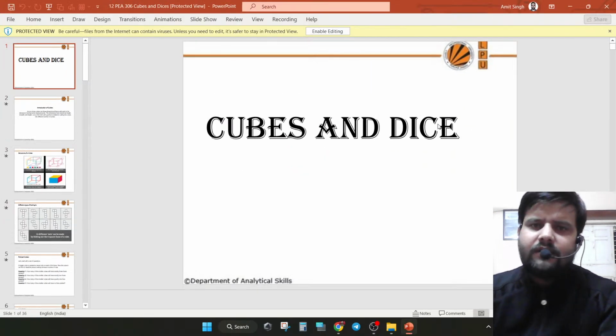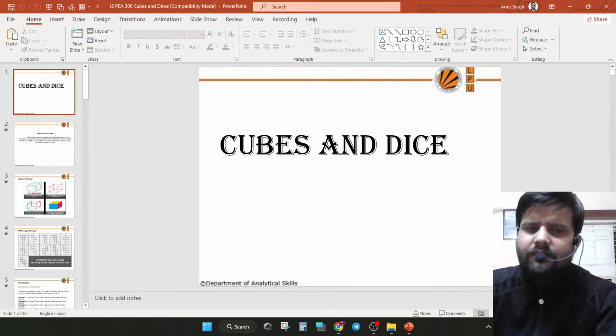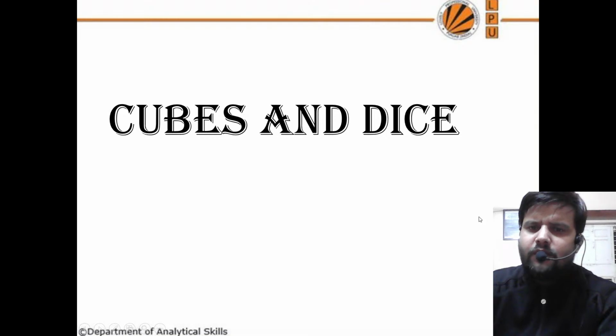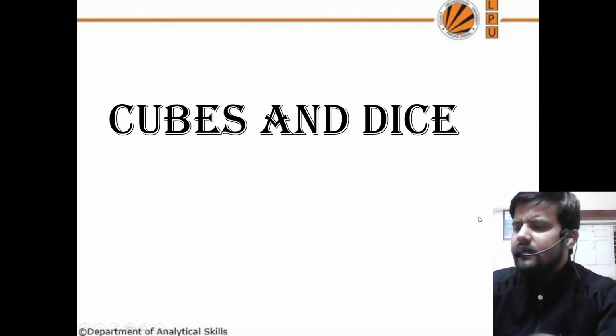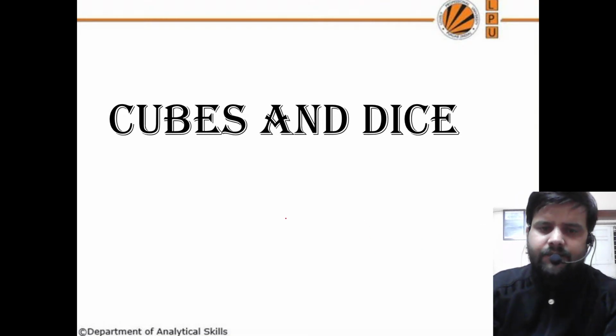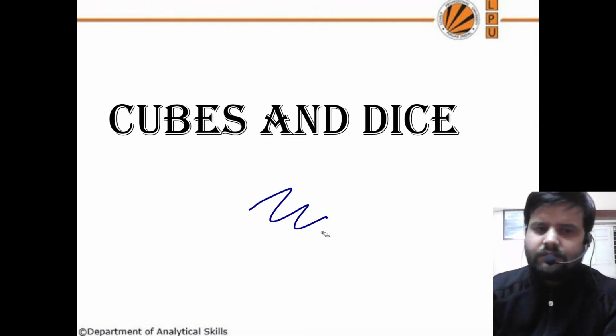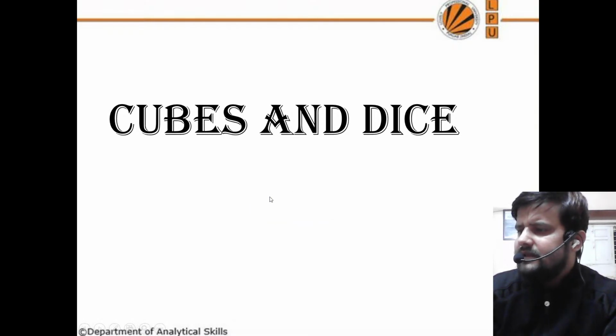Cubes I have already covered in every class as far as I know. So that's why I'll not be focusing on cubes. I'll be focusing only on the second part of it, which is dice only. Is my screen visible to you guys?